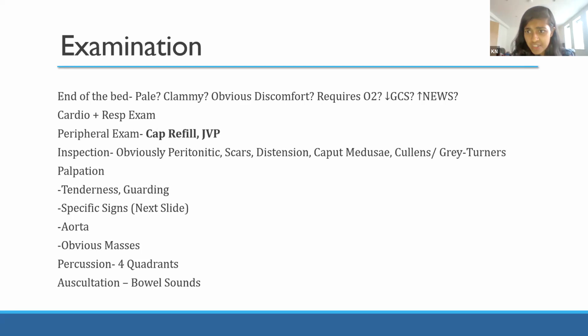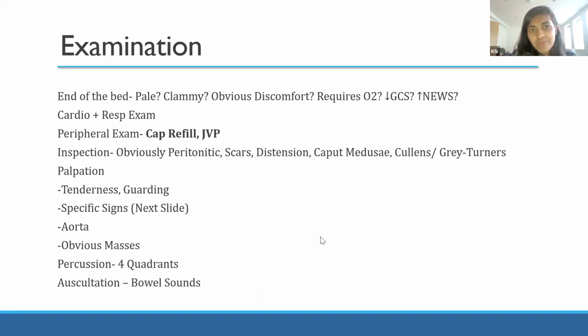Look specifically for tenderness or guarding. I'll go over a couple of the eponymous signs that the surgeons love to dig up when you turn up in theatres, but we'll have a quick chat about that. Have a feel for the aorta. Is it expansile and pulsatile, or can you just feel it? And any obvious masses? Is there obvious fecal loading? Is there fullness in the right upper quadrant? That sort of thing. And it is a question of practice, so the more you do, the more you'll be able to elicit.